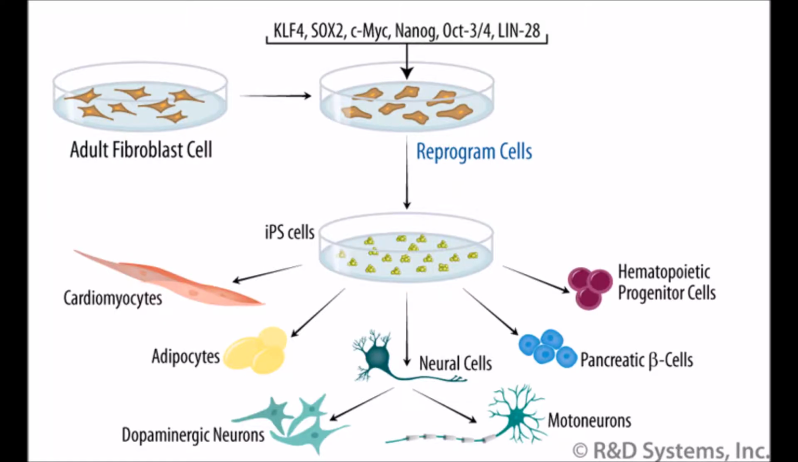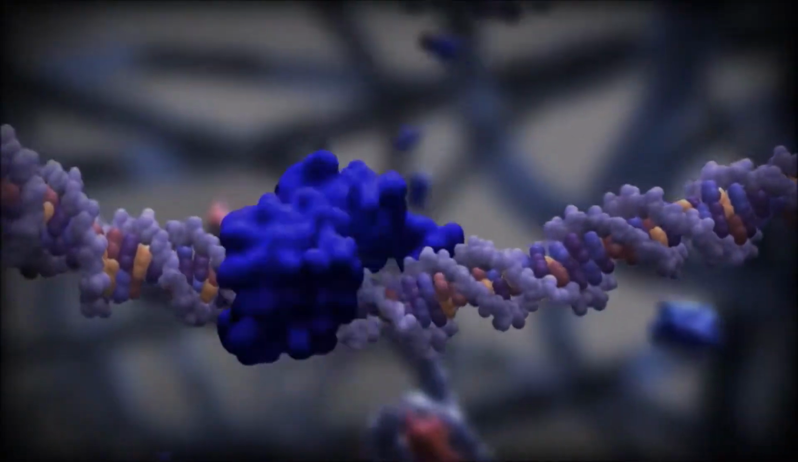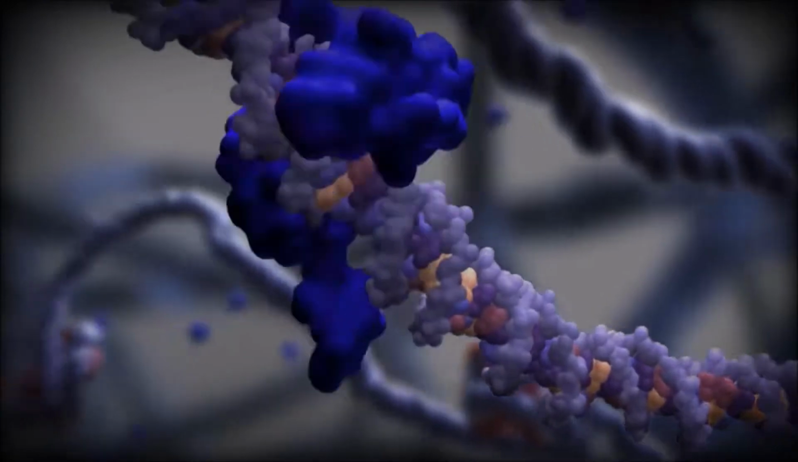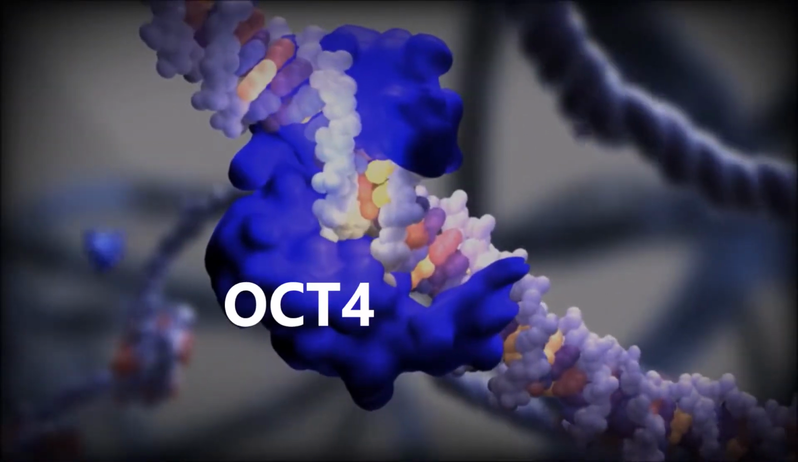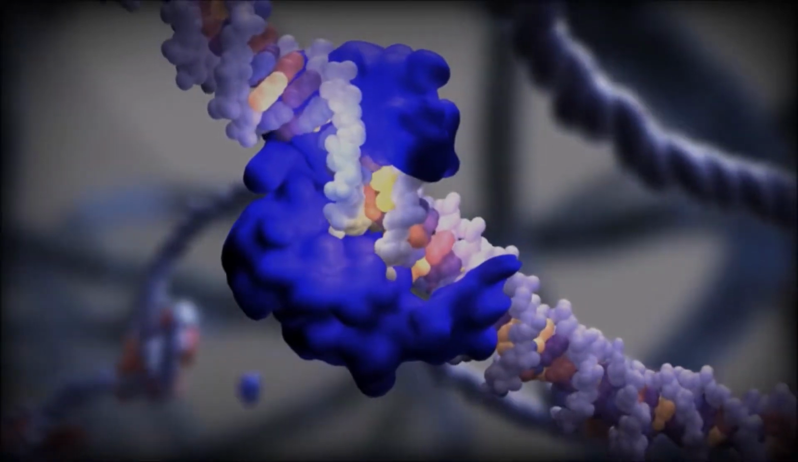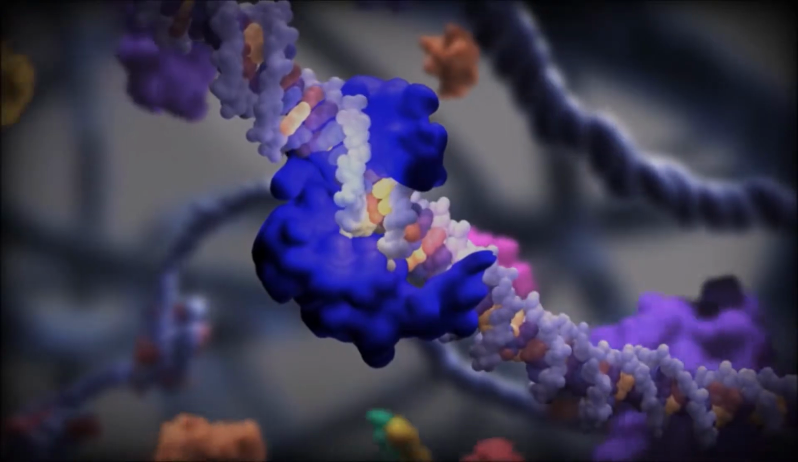OCT4 are DNA binding proteins that regulate specific gene expression by binding to the ATGCAAAT motif on the enhancer and promoter regions of DNA. The expression level of OCT4 is crucial for the maintenance of pluripotency and early cell differentiation.